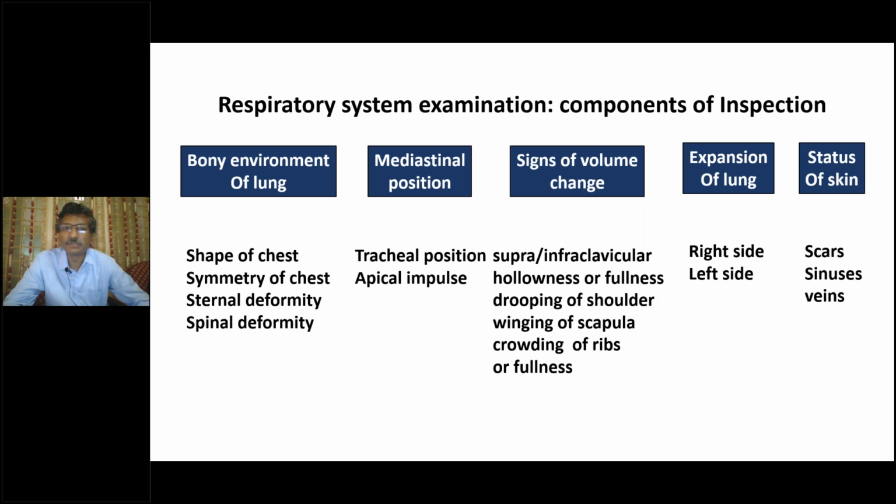Now Rachana wants me to repeat it again. I'll quickly repeat it, Rachana. The bony environment will be normal. Trachea will be deviated to the right. Apical impulse will not be seen because it's a left massive pleural effusion. Signs of volume change may be minimal, in the form of fullness of the intercostal spaces in the lower part, because in the lower part the pleural fluid will be tense, so it may cause fullness of the intercostal space. Rest will be normal. Chest expansion will be decreased on the left side, and the skin will be normal.